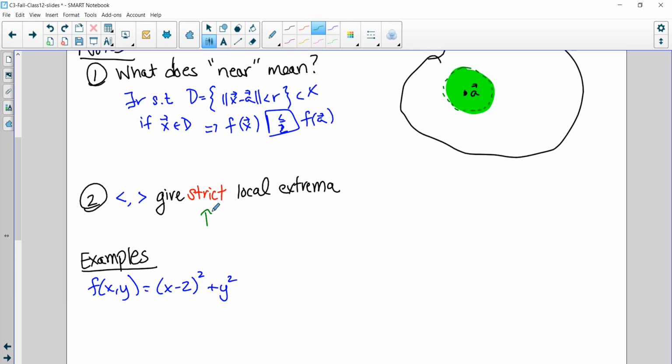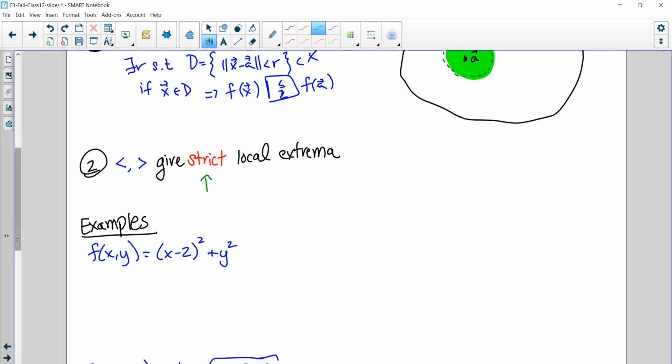Okay, and now let's talk about some examples. If we're given a function, and yes, you might already have identified that this is a paraboloid. We like our paraboloids. They're nice examples. So if I draw this in three-dimensional space, I have my x-axis, my y-axis, and my z-axis, and this is saying it's a paraboloid shifted 2 units along the x-axis, and so it hits the xy plane at 2, 0, and then from there it opens up.